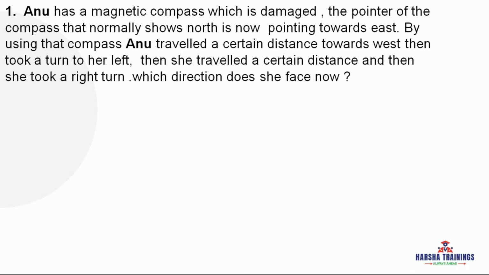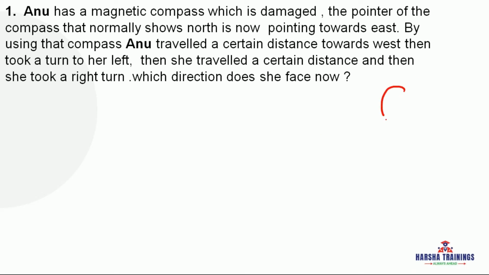The pointer of the compass that normally shows north is now pointing towards east. By using the compass, Anu traveled a certain distance towards west. Then turn left, her left. Then she traveled a certain distance, and then she took a right turn. Which direction is she facing now? Already you know magnetic compass, right?